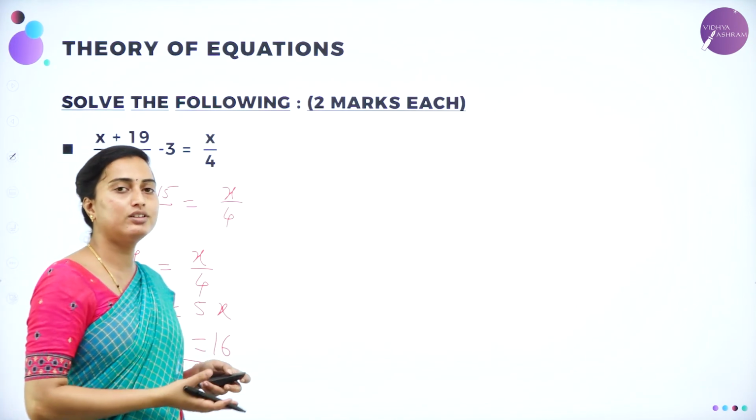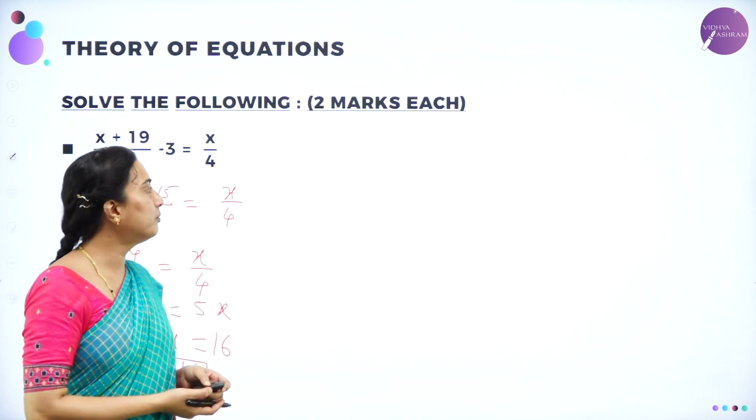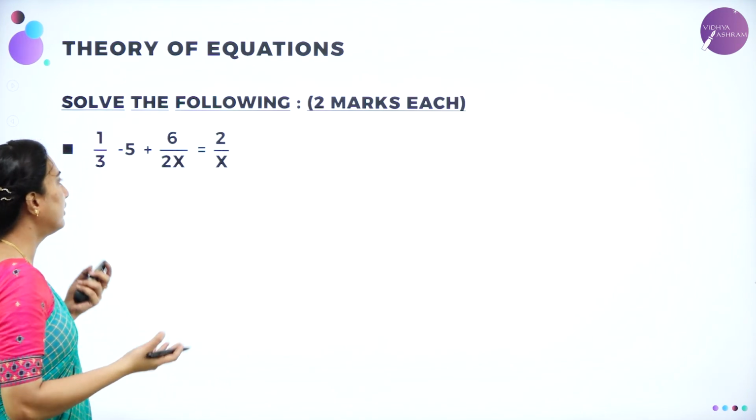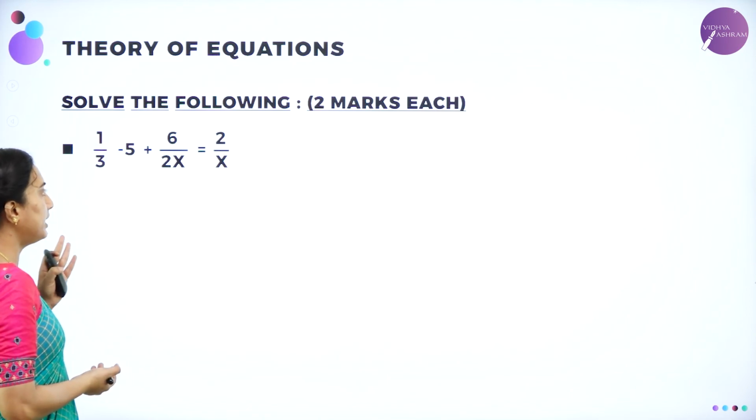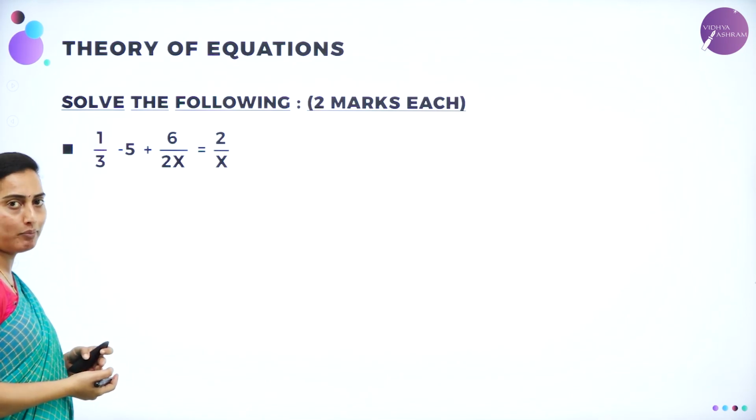I hope you got this, how to solve the problem. We'll move on to the next problem, dear. They've given like this. Solve the following equation. 1 by 3 minus 5 plus 6 by 2x is equal to 2 by x.